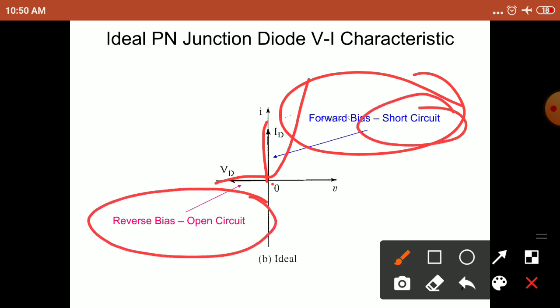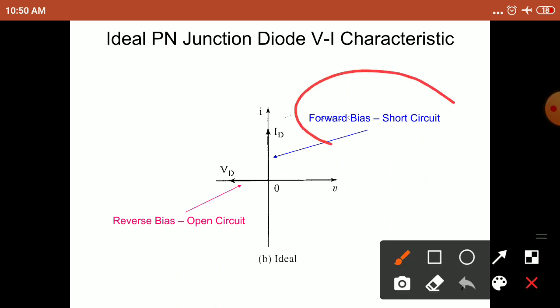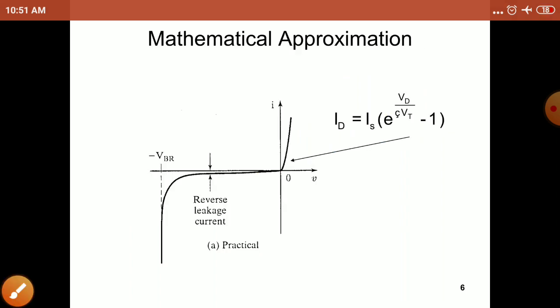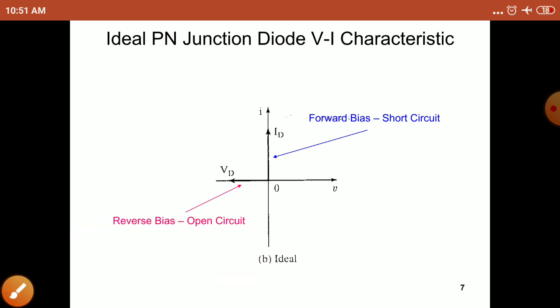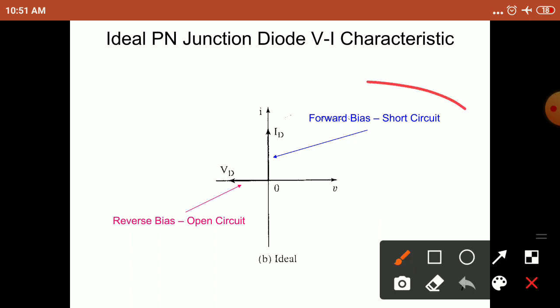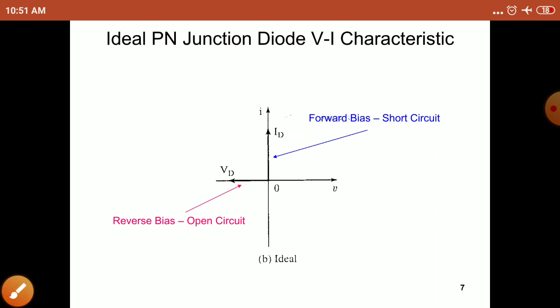It is short circuited or open circuited. What happens in the short circuit? In the short circuit, current is high and voltage is 0. In the open circuit, voltage is high and current is 0. This is the current line and this is the voltage line. So in short circuit current is high, in open circuit voltage is high. This is the ideal VI characteristics of an ideal diode.